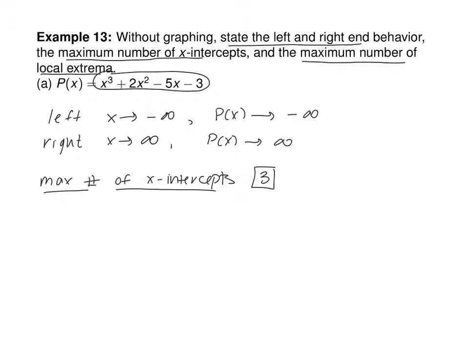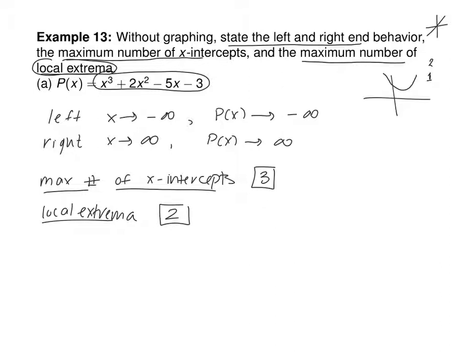Now local extrema, that means that your picture has like a lowest point or a highest point. So think about a parabola. Parabolas have how many lowest or highest points? They have 1, right? So a parabola has degree 2, and it has 1 little max or min point. A line has degree 1, it has no max or min points, right? So the number of local extrema is 1 less. In this case, it'll be 2. It's always 1 less, yep.